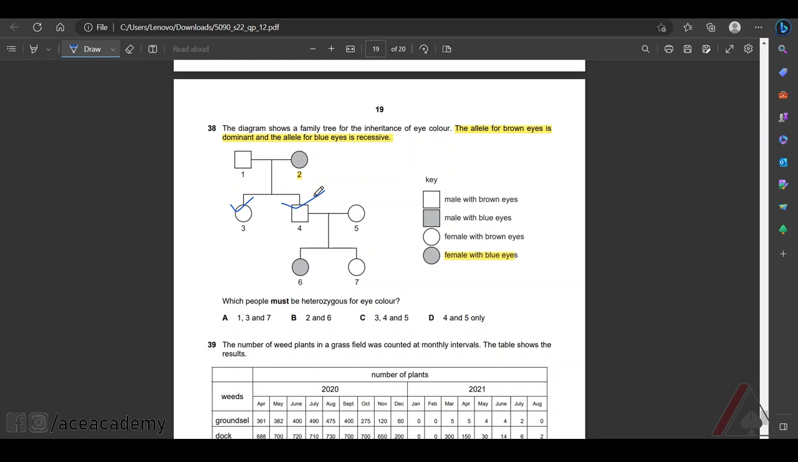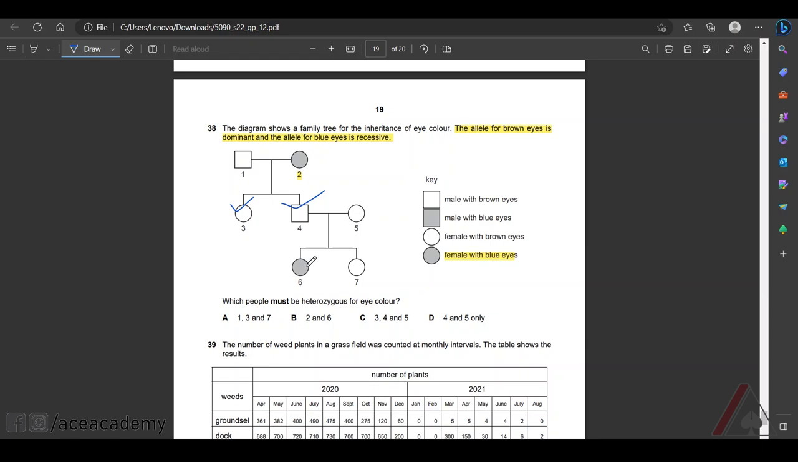So then we can see that the heterozygous 4 reproduces with 5 to form a blue-eyed offspring here, which is 6. So 6 is also a homozygous recessive, meaning it has 2 recessive alleles in its genotype. Now that means that 6 gets one of those 2 recessive alleles from each of its parents.